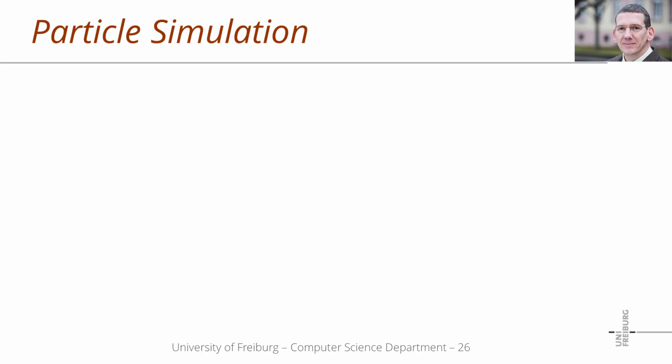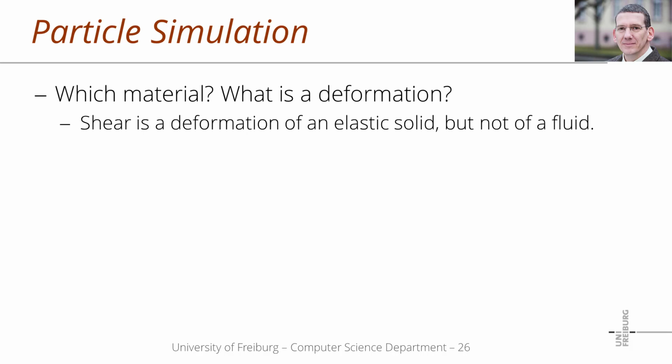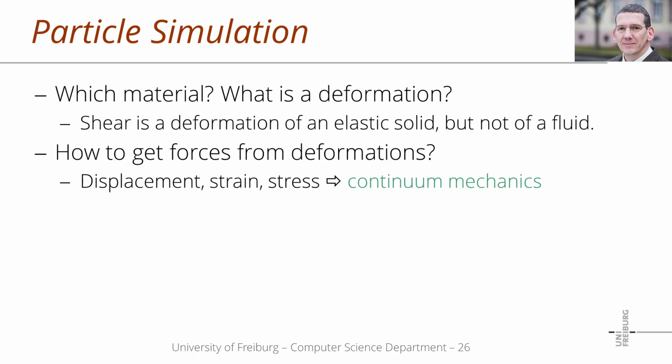When we realize a particle simulation, we need to address certain questions. The first question would be which material we would like to simulate. This is particularly important because we need to know what we would like to consider to be a deformation. For instance, shear is a deformation in an elastic solid, but not in a fluid. Compression would be a deformation for both materials. The next question would be how to get forces from deformations. And here we employ concepts from continuum mechanics. We typically start with displacements at particles. From displacements we compute strain, from strain we get to stress, and then finally to forces.